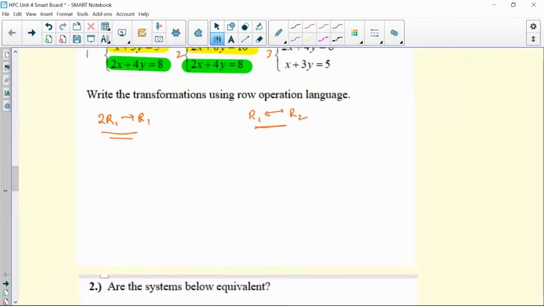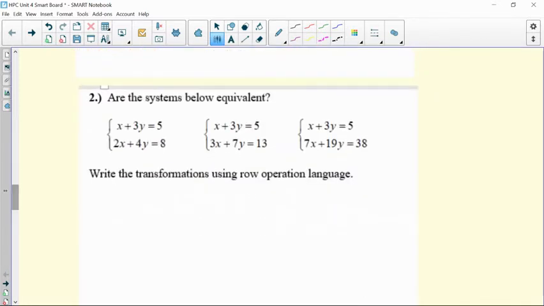Okay, so now, next one. Are the next ones equivalent? So looking here, I notice there's an x plus 3y equals 5, so those are the same. And now this one here, let's see, it's not a scale multiple, but I hope you realize that, look at this, x plus 2x, that's 3x. 3y plus 4y, that's 7y. 5 plus 8, that's 13. Aha. So that's a linear combination.